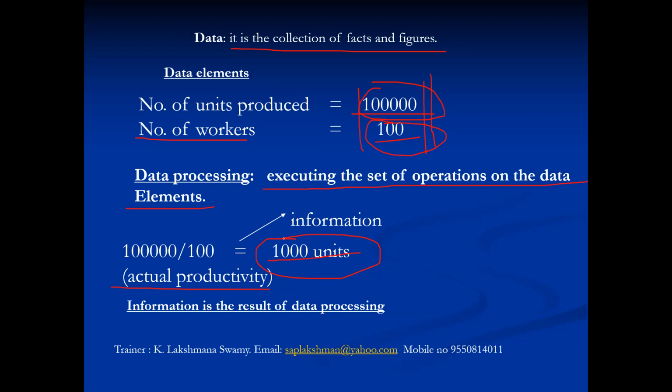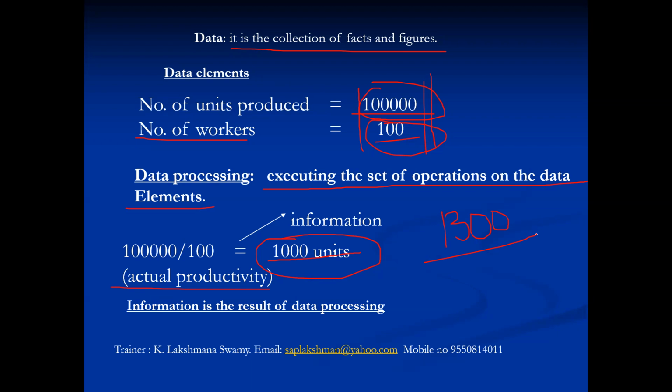Now, how is this information useful to the production manager to analyze the performance of the workers? In real-time organizations, for every performance indicator there will be targets, there will be standards. For example, in February 2024, the standard average production is 1300 units. That means on average, every worker has to produce 1300 units. But actually, how much have they produced? 1000 units. So there is nearly 30% below the targeted performance.